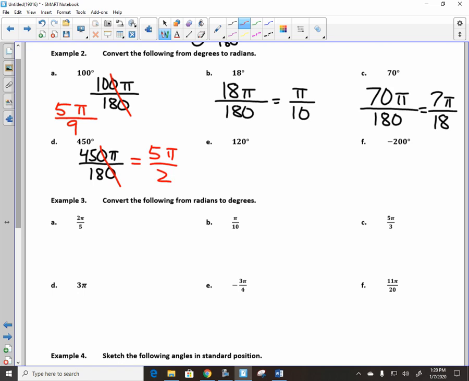120 is one of the special ones that we talked about when we practiced. Anybody remember what 120 converts to? Two pi over 3. 120 times pi over 180. If you notice again, the zeros cancel. 12 over 18 reduces to 2 over 3. So 2 pi over 3.